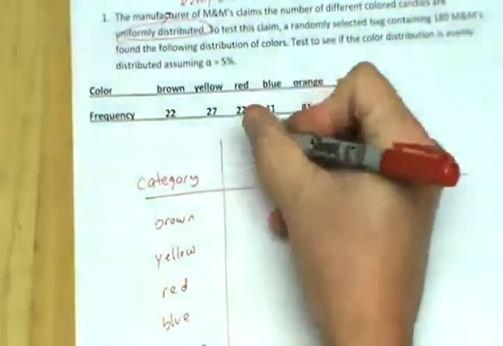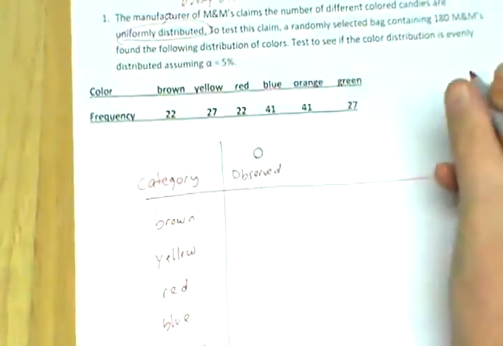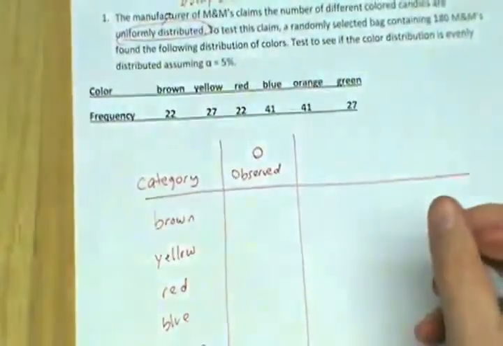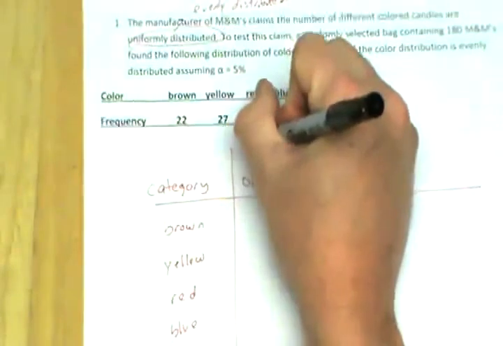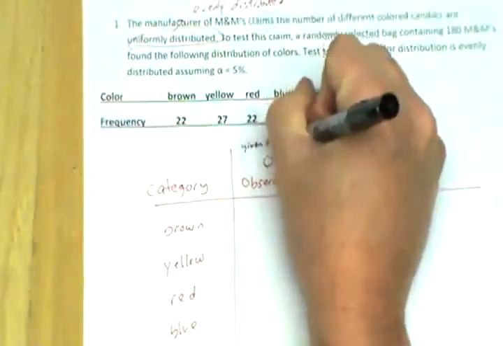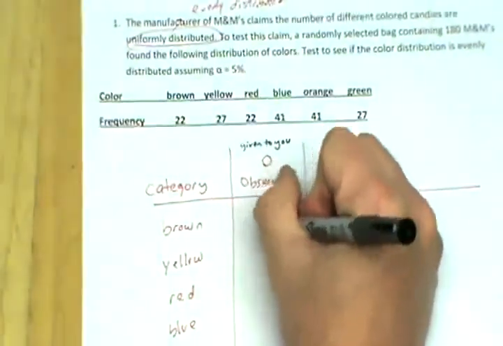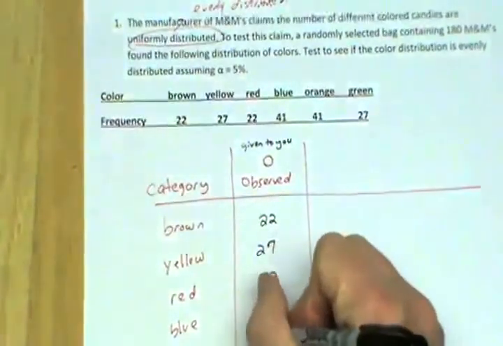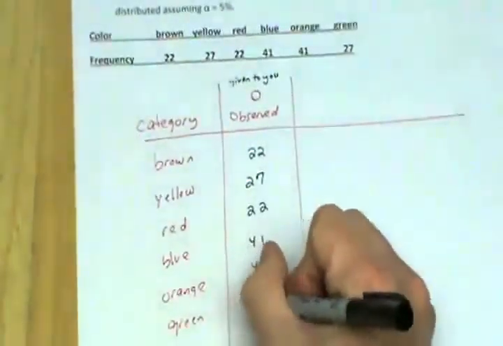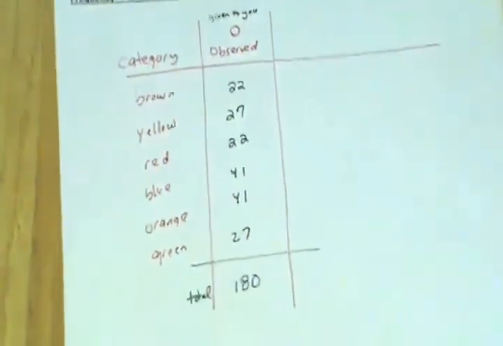The second column is called the observed column, which is capital O for short. What you observe is actually given to you in the question. So observed values are always given to you. In this case, they're showing you that there were 22 browns and 27 yellows, 22 reds, 41 blues, 41 oranges, and 27 greens for a total of 180 M&Ms.